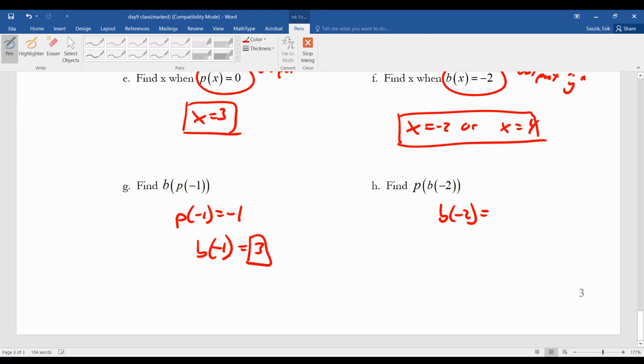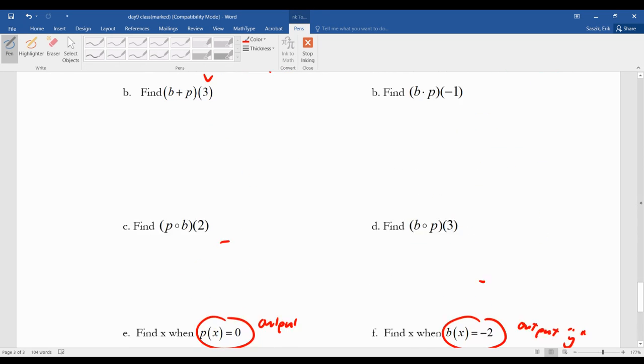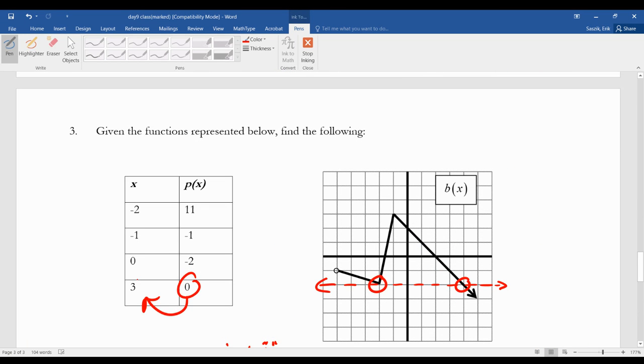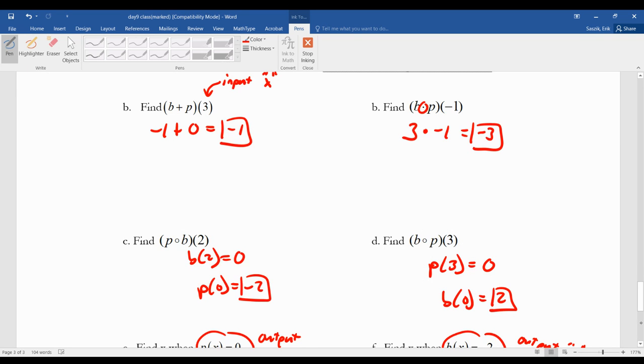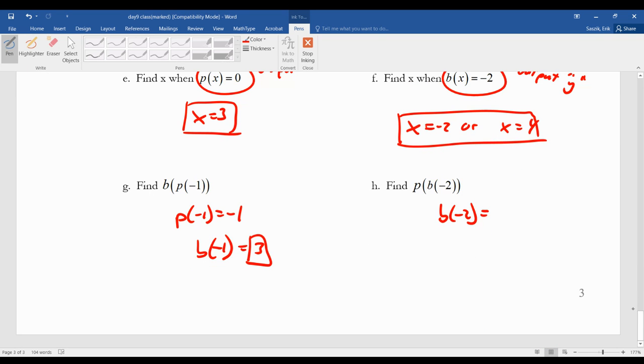B of -2. So remember, B of -2 means go left 2. I have to go down to the graph, and the value of y there is also -2. Now I have to do P of -2, and that goes to 11.